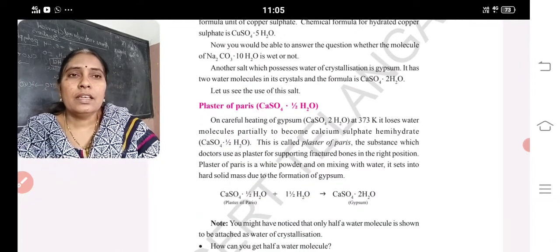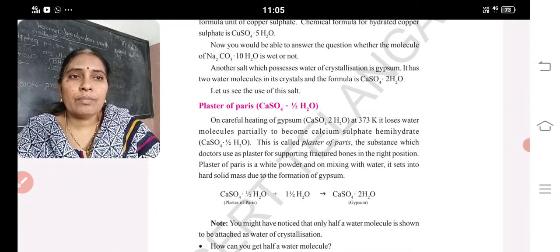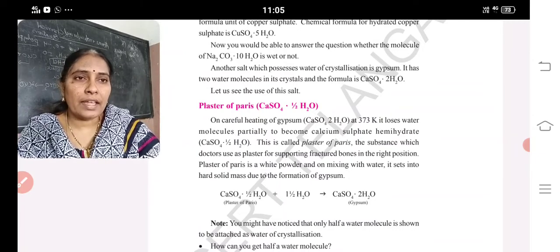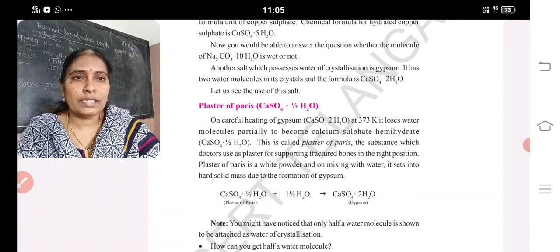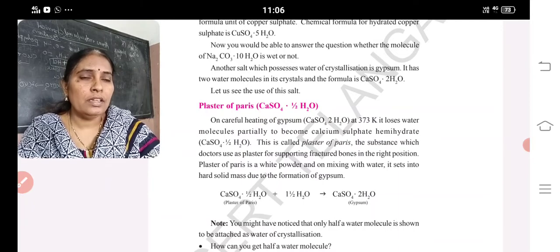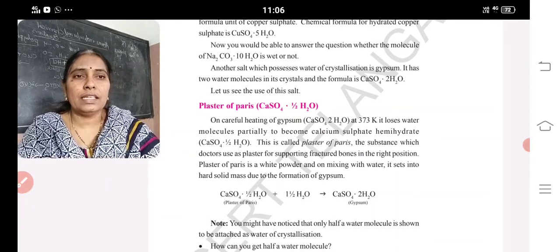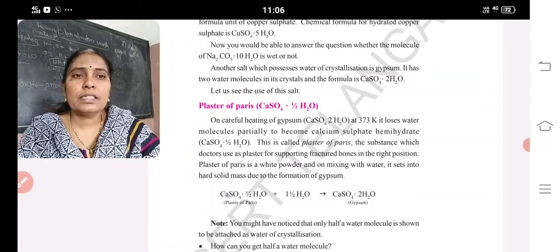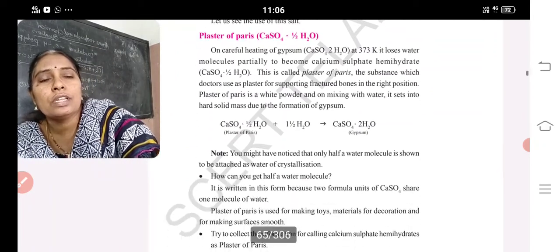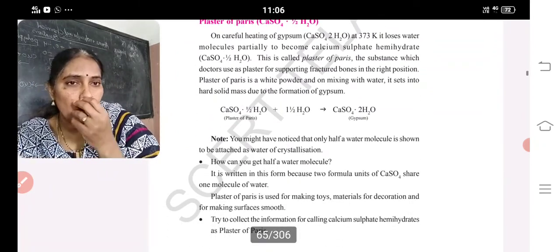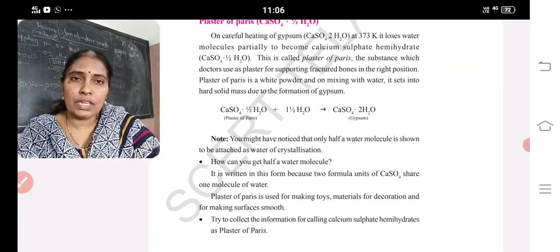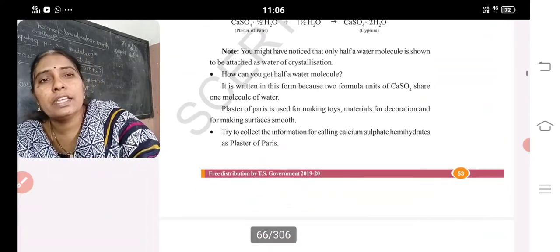Plaster of Paris: calcium sulfate hemihydrate. Hemi means half, and that is said to be plaster of Paris. Calcium sulfate plus 2 molecules of water is said to be gypsum. When gypsum is heated, it loses water molecules and forms plaster of Paris. When plaster of Paris is exposed to moisture, it reacts with the water molecules and becomes hard. To avoid that, it is always stored in moisture-proof containers.